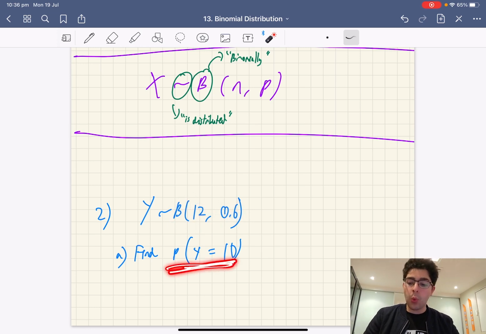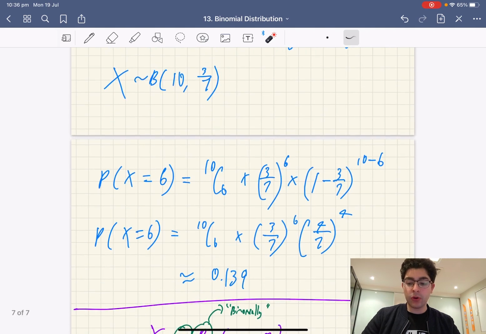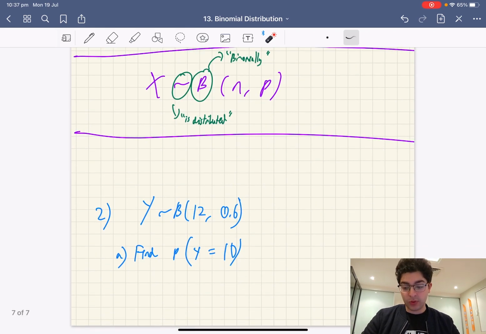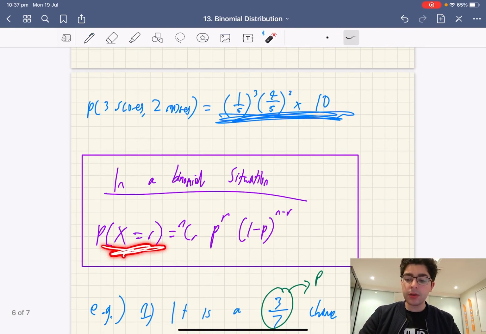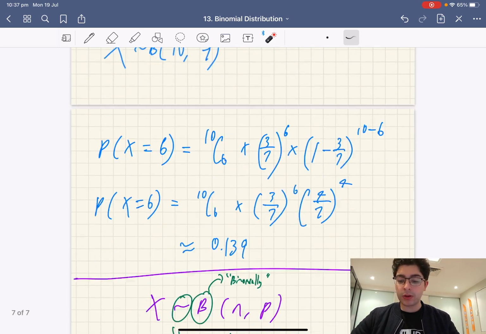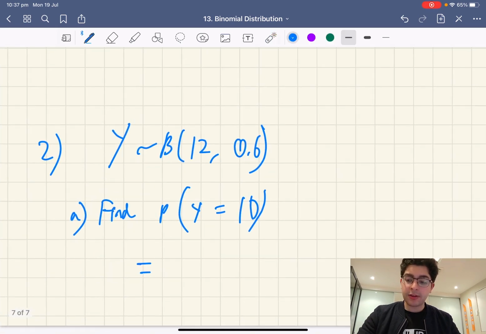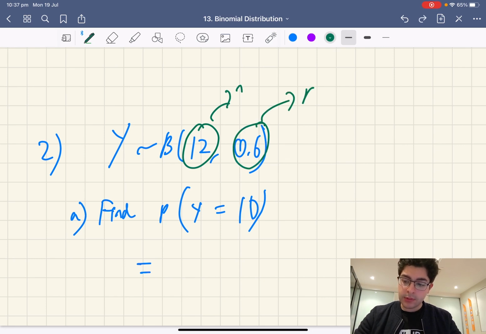Now I'm saying find y equals 10. Usually in this notation, as you may have recognized before, that is basically saying the number of successes. So we have 10 successes. All we really need to do is plug it in. We know the probability that x equals r is nCr p to the r, 1 minus p to the n minus r. So just sub that all in. And I think it's best to label what n, r, and p are. As you can see, in a binomial there's only really three things we need: n, p, and r. Here it's been given n, p, and r.